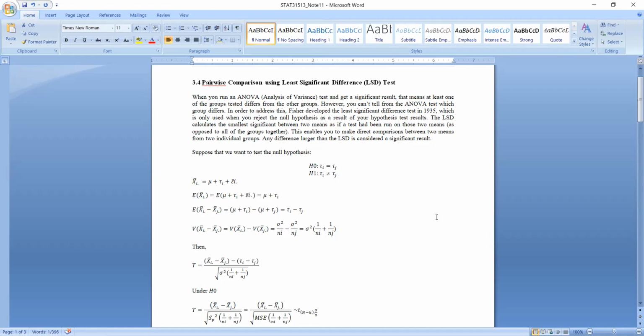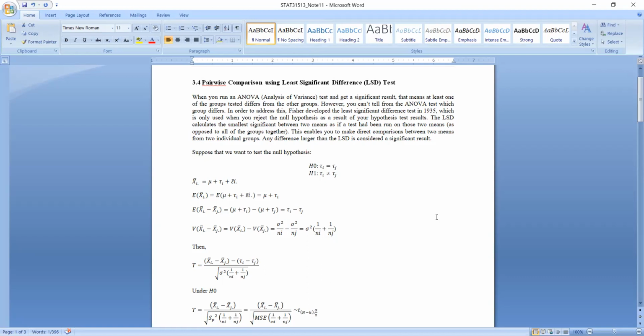So in the previous lecture, we discussed one method, using Duncan's table, for conducting the pairwise comparisons. And there's another method called the least significant difference test. So today we are going to discuss this least significant difference test. We can use this one also to compare whether the treatment means are different or not.